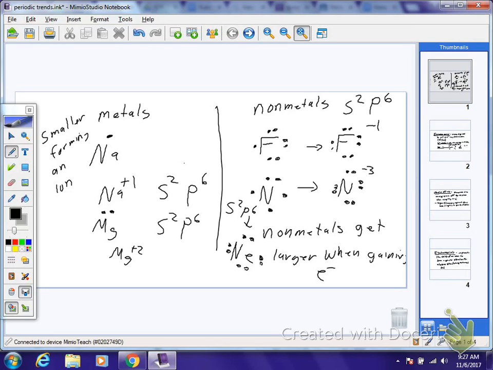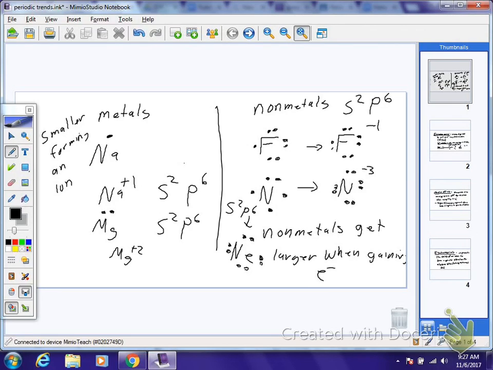Okay, questions? Does that make sense? So the octet, go ahead. The octet is like the noble gases then? Right. If you would draw electron configuration for all the noble gases, they would all have S2P6. Okay. Yep. The other ones don't. The other ones want to get there. So metals are either going to lose or gain.